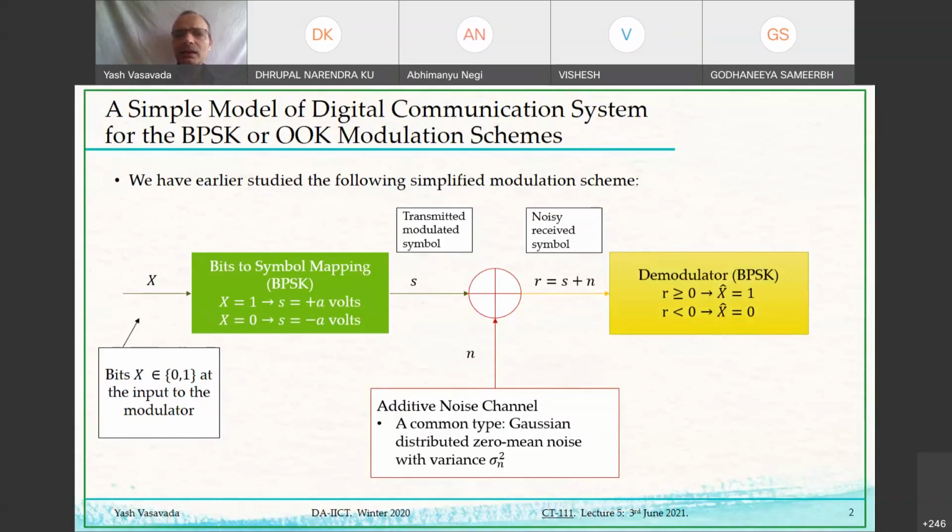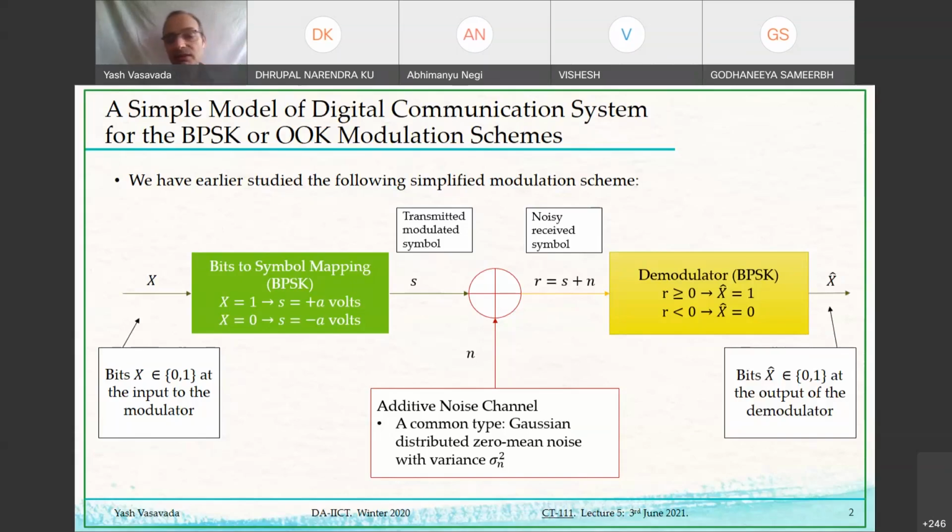And then at the demodulator of a BPSK system, we have said that R equal to 0 is the decision boundary. If R, the received voltage, is greater than 0, then we say that X hat is 1. We decide at the receiver that bit 1 was transmitted. If it is less than 0, we say bit 0 was transmitted. And that is how we generate the demodulated bit stream.